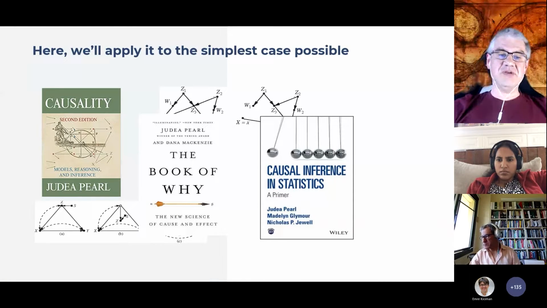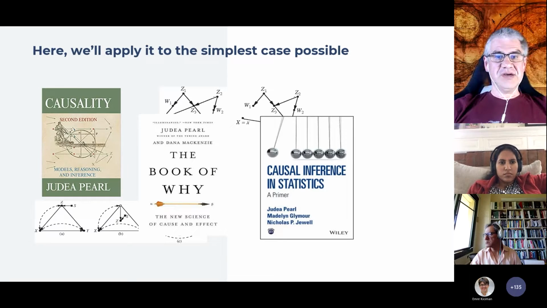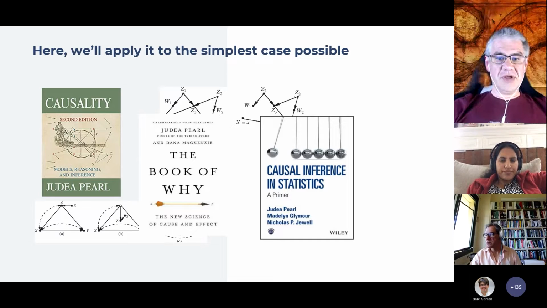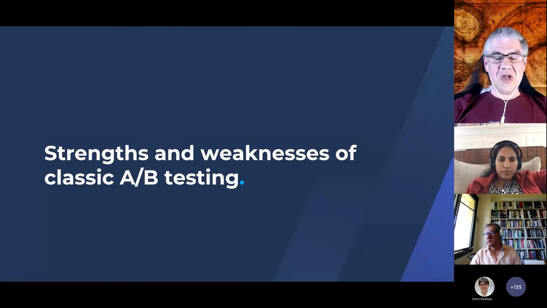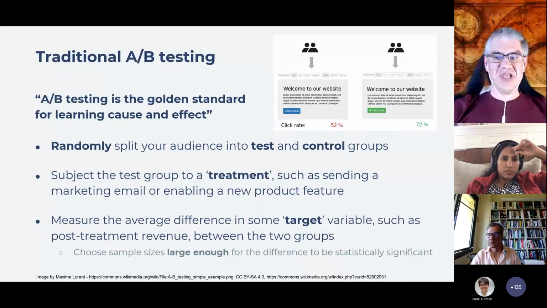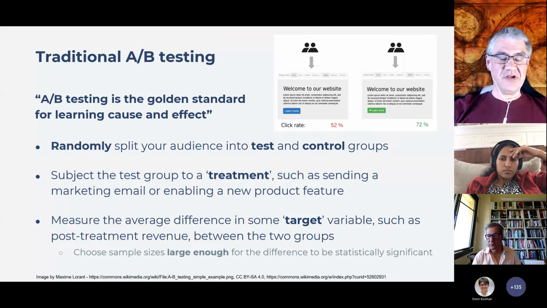Most of you have probably read one of those wonderful books by Judea Pearl, and all the wonderfully complex examples therein. But I thought to actually add value using this, let's do the simplest possible thing. Let's look at A/B testing. Now, all of you probably know what traditional A/B testing looks like. And you read things like A/B testing is the golden standard for learning cause and effect.